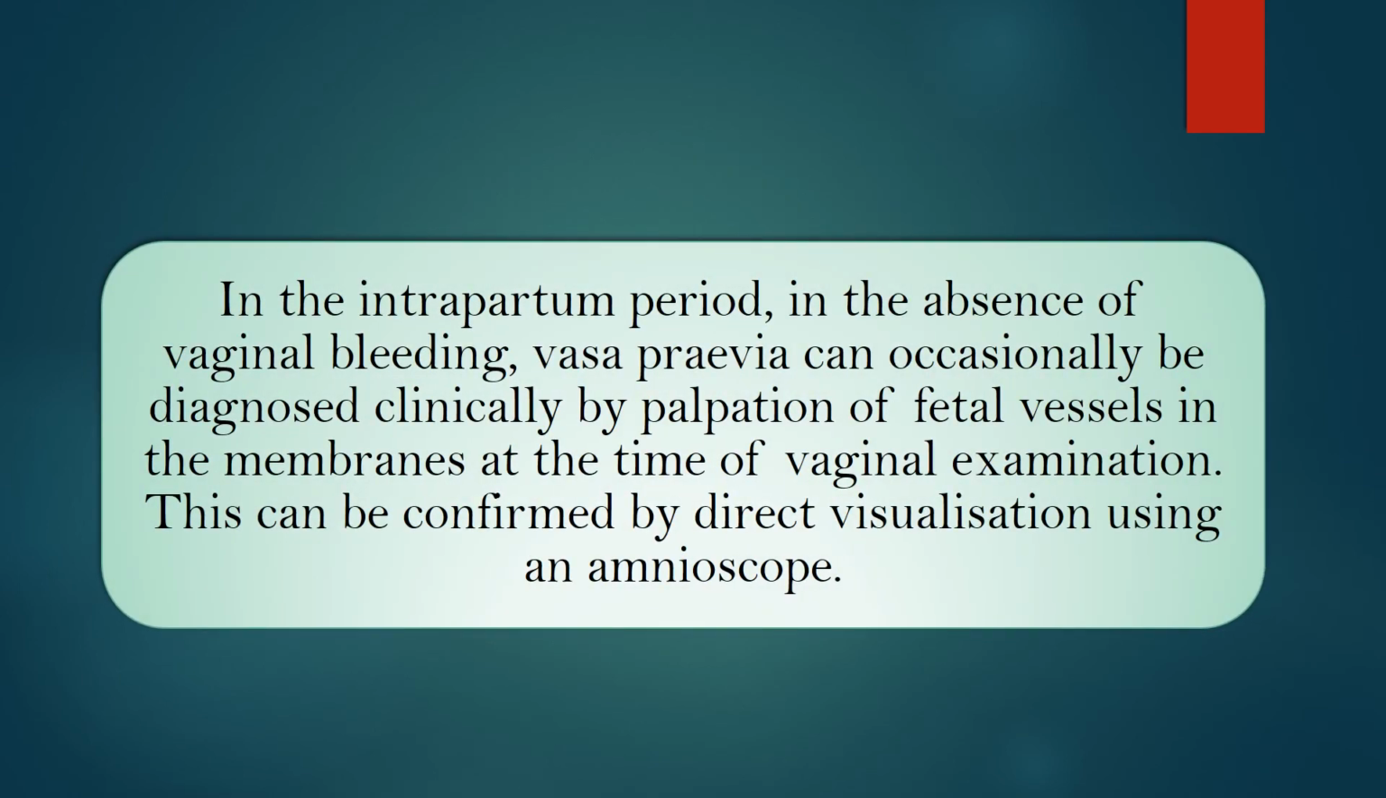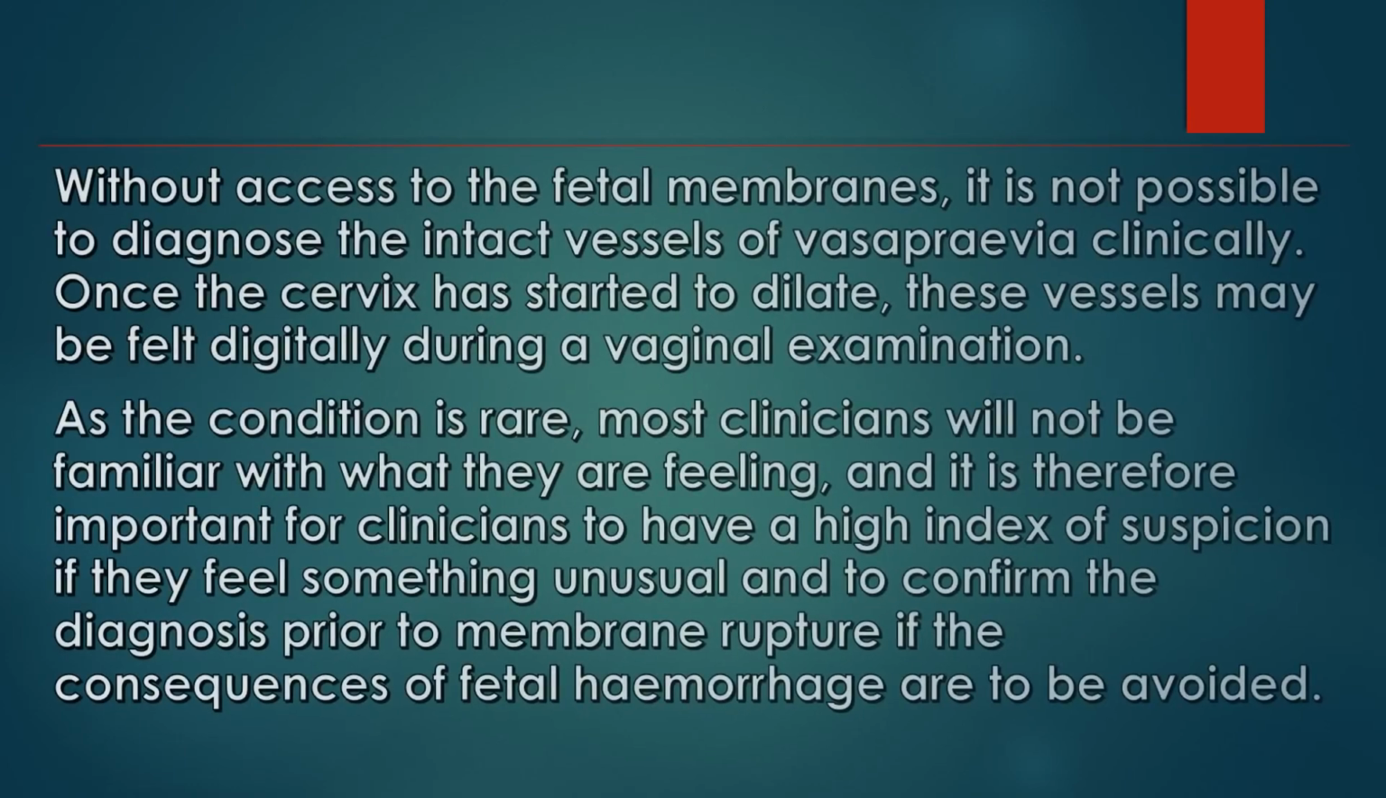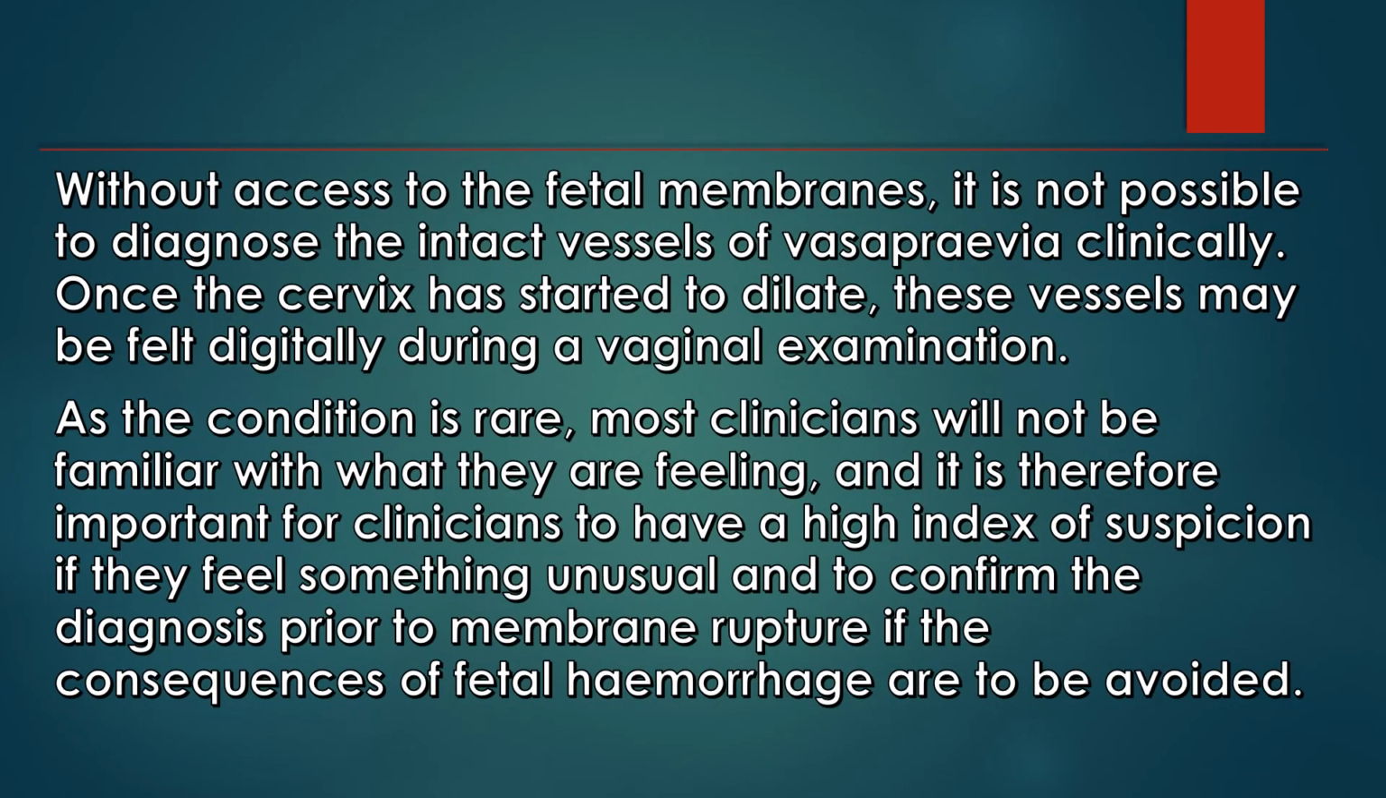In the intrapartum period, in the absence of vaginal bleeding, Vasa Previa can occasionally be diagnosed clinically by palpation of fetal vessels in the membranes at the time of vaginal examination. This can be confirmed by direct visualization using an amnioscope. Without access to the fetal membranes, it is not possible to diagnose the intact vessels of Vasa Previa clinically.